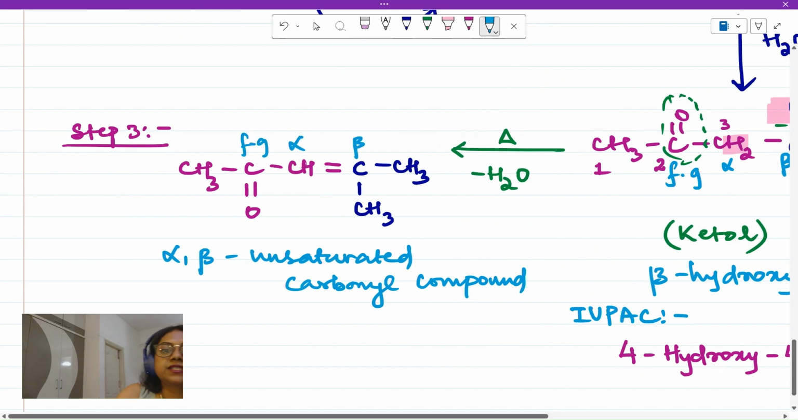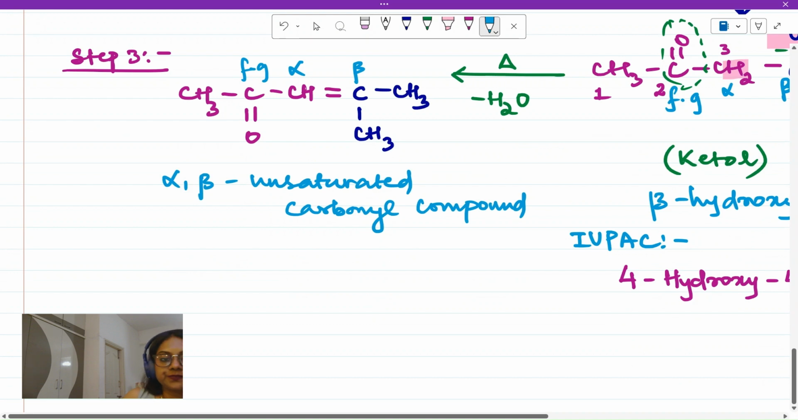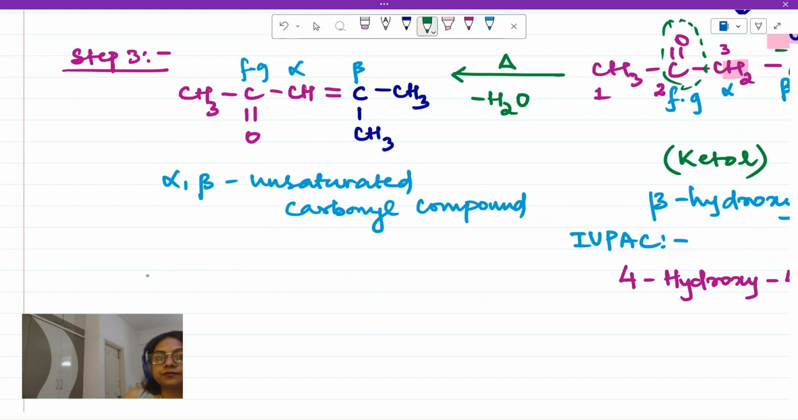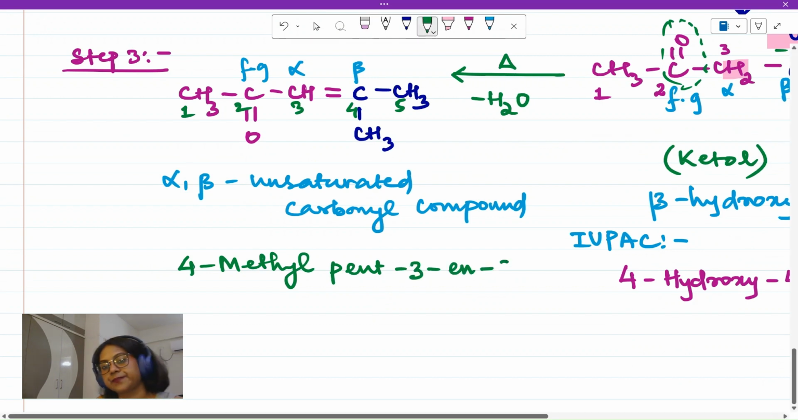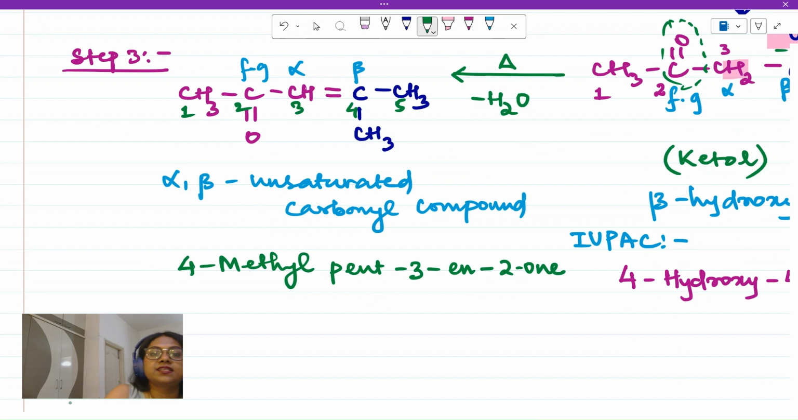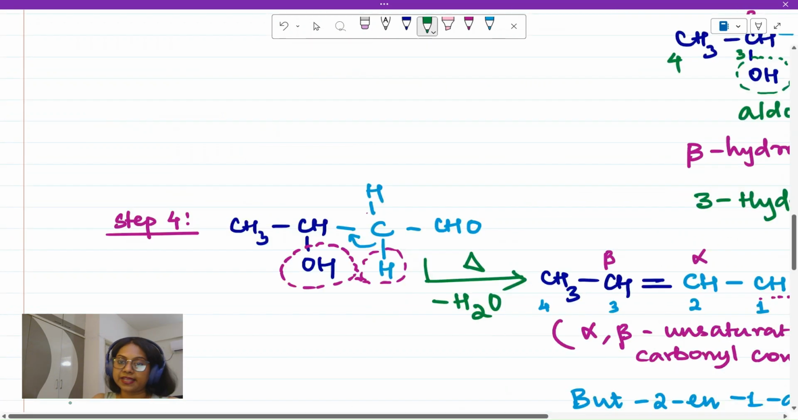All clear? What's the IUPAC name of this molecule? Think. Be quick. 1, 2, 3, 4, 5. 4-methyl, 4-methyl. Then pent-2... no, we have to write the double bond. Pent-3-en-2-one, right? Get the point? Any questions? Okay, this is what aldol condensation overall looks like mechanistically.